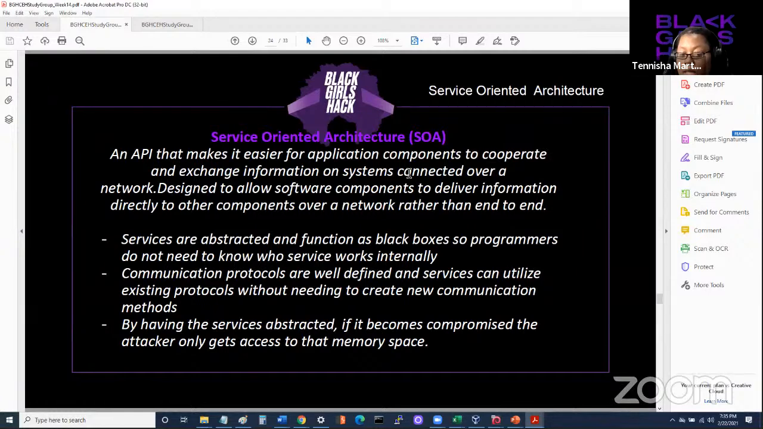And by having the services abstracted, if it becomes compromised, the attacker only gets access to that memory space and not everything else. So you should just know that this is a service-oriented architecture. You may just see it as SOA.